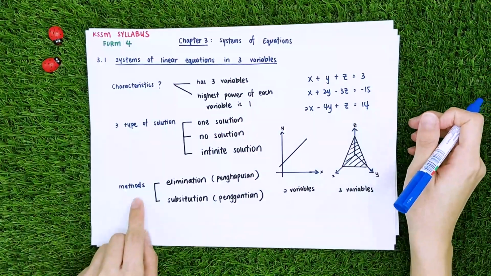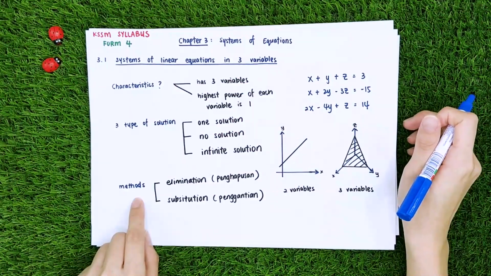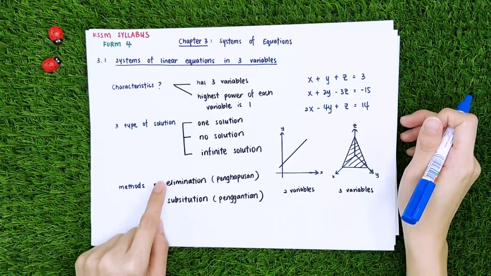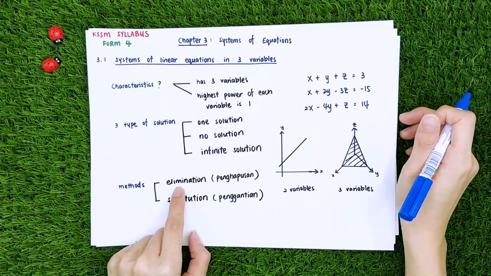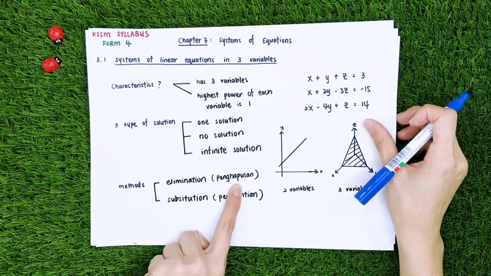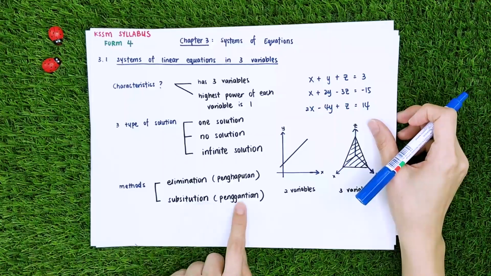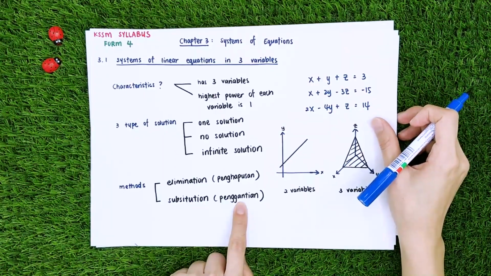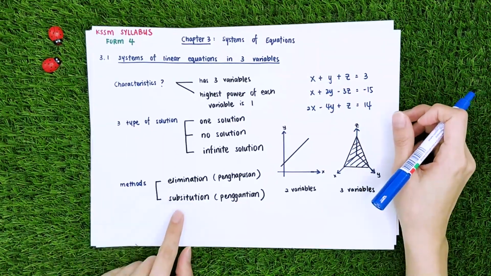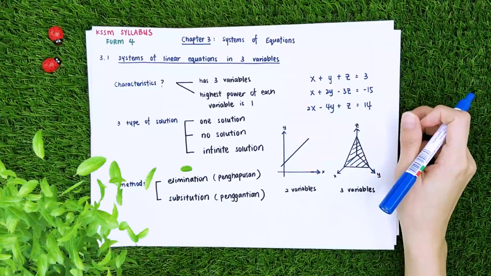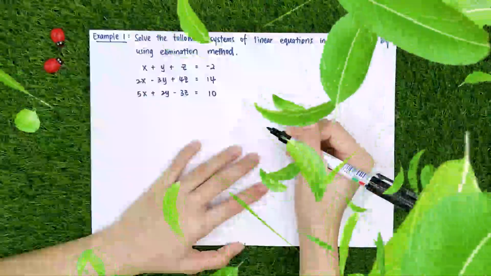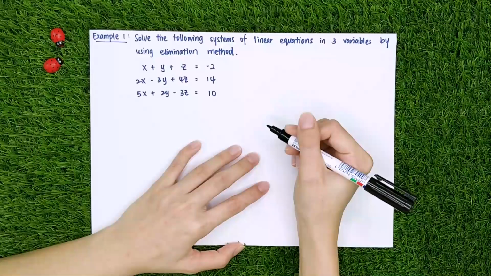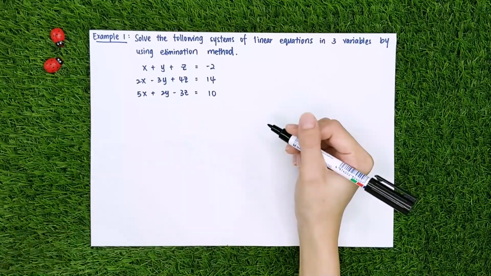The last part is the method used to solve the linear equation in 3 variables. There are 2 methods: elimination, which in BM is penghapusan, and substitution, which in BM is penggantian. I will show these 2 methods in the examples. Example 1. Solve the following system of linear equations in 3 variables by using the elimination method.